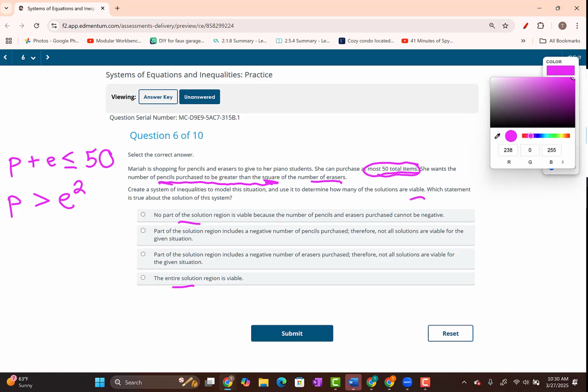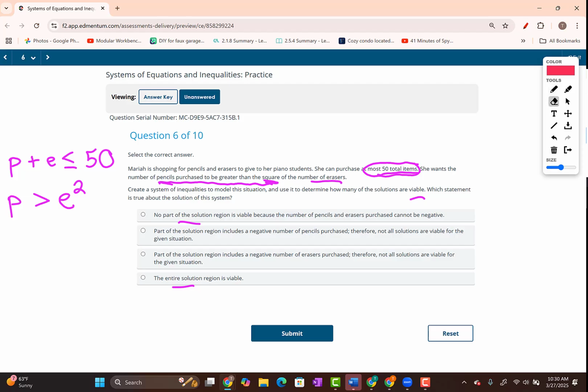To make this easier to graph, I'm first going to change the variables to the more familiar y and x. So I'm going to replace p with y and e with x. And obviously, I'm going to do the same thing in this top equation.